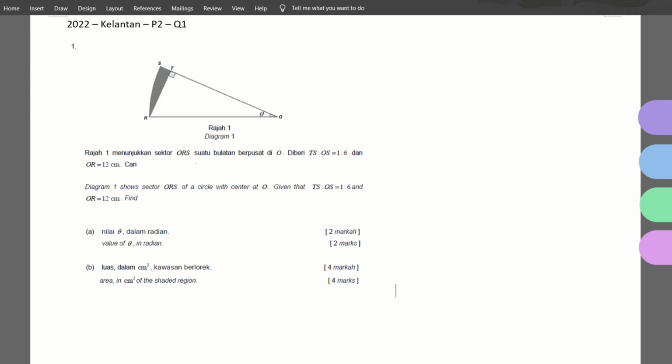So for this video, we will look at 2022 Kelantan Paper 2 question 1, and this question is from Form 5 Chapter 1 Circular Measure. So before we begin, y'all can pause the video and try it by yourself first.